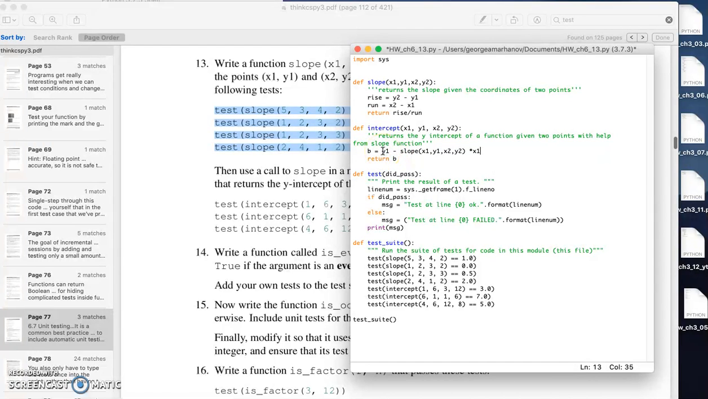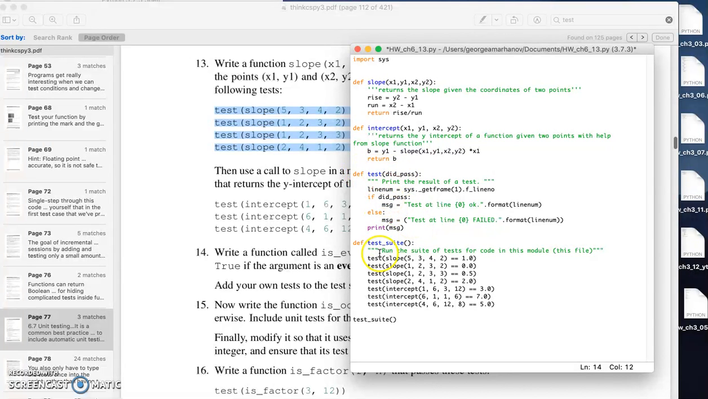Also in that slope-intercept form, we can plug in either of these points. We could have done y2 and x2 over here, but I just chose y1. Either way, you're going to get the same answer for your y-intercept, and then we return that b for the y-intercept.